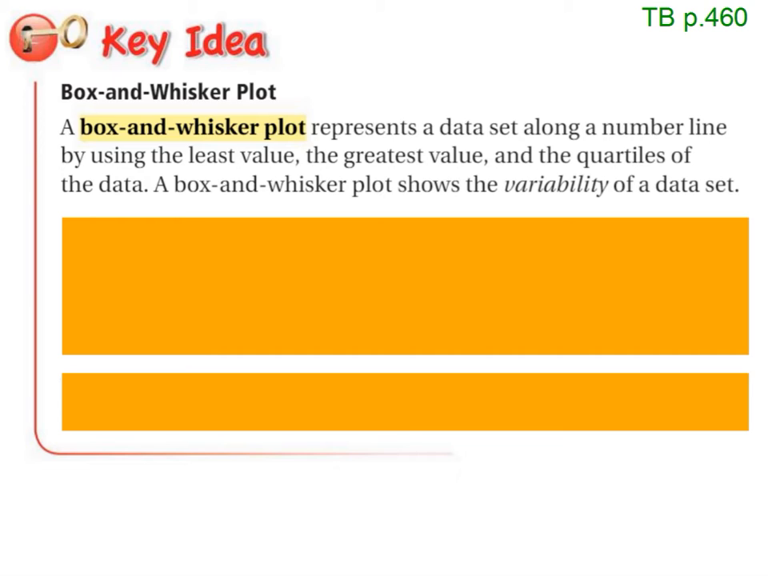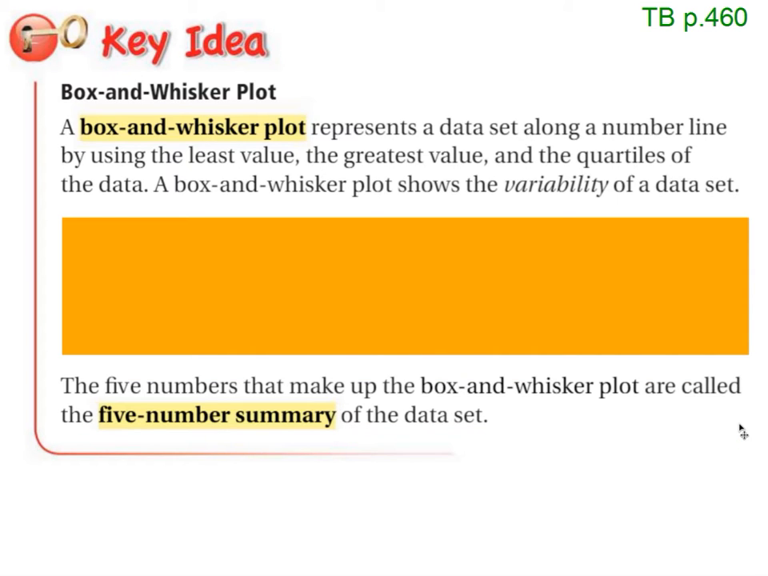Okay, let's start with a definition or an explanation as to what a box and whisker plot is. A box and whisker plot represents a data set along a number line by using the least value, the greatest value, and the quartiles of the data. A box and whisker plot shows the variability of a data set. Now, these 5 numbers are often referred to as the 5-number summary. The least, greatest, and then the 3 quartiles, first, second, and third quartile.